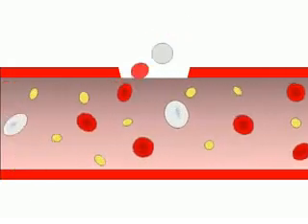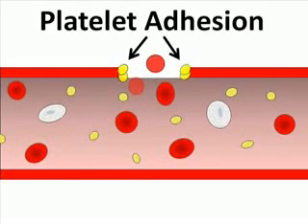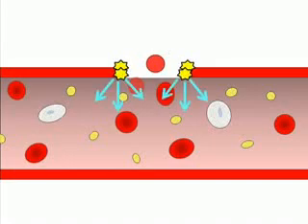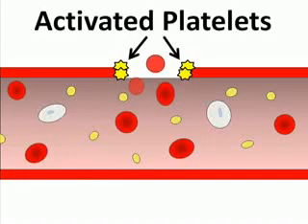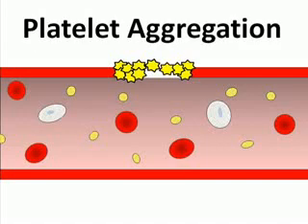Platelets soon recognize the injury and begin to stick to the damaged surfaces. This is called platelet adhesion. The adhering platelets change shape and release chemicals which keep the vessel constricted and draw more platelets into the damaged area. These platelets are said to be activated. Additional platelets arrive and begin to stick to one another so that a loose plug is formed. This is called platelet aggregation.